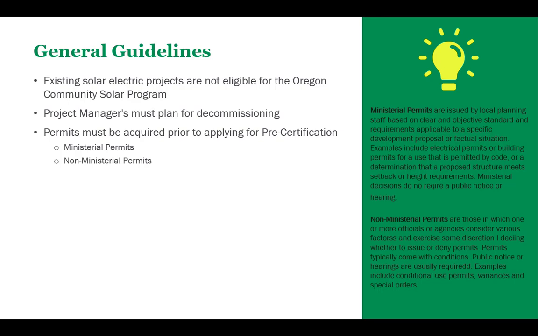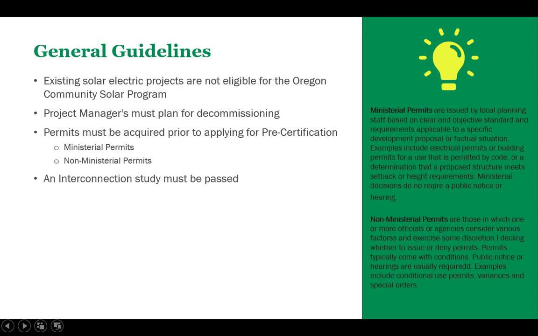These permits include any ministerial permits, which are any non-discretionary approvals, like an electric permit, that are based on clear and objective standards, or non-ministerial permits such as conditional use permits, variances, or special orders. A non-ministerial permit is a permit in which one or more officials or agencies consider various factors in deciding whether to issue or deny permits and typically come with conditions. Any non-ministerial permit must be secured at the time of pre-certification. Note that proof of approval via documentation will be requested in the pre-certification application.